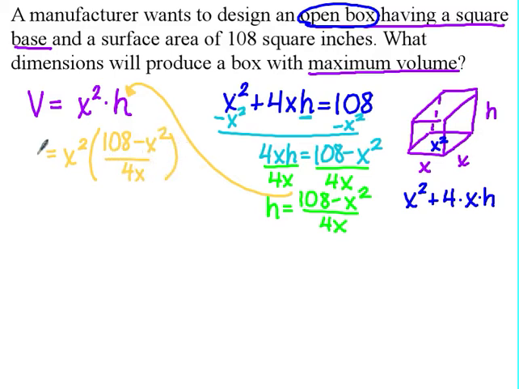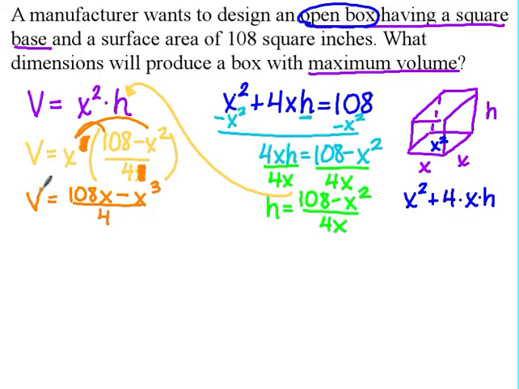Now the key to this problem, I'm going to warn you, is to try and simplify as much as you can before you find the derivative. Otherwise, it could get kind of messy. The nice thing you notice is that you have an x in the denominator right here, and I have an x right here, so I can actually get rid of that. So far, so good? So really, if I distribute my x now, I end up getting 108x minus x cubed, all divided by 4.